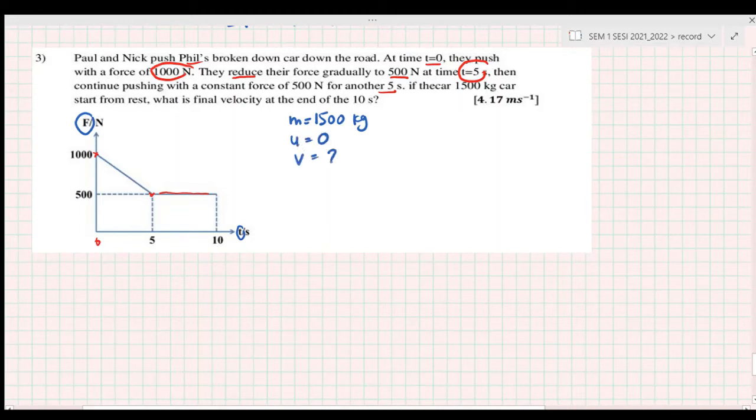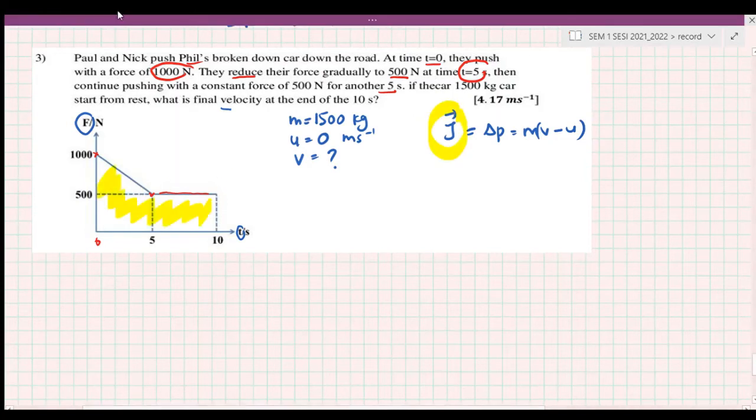What is the final velocity at the end of 10 seconds? Okay, so to get the final velocity, we have to find the impulse first. To get the final velocity, we will use the equation J equals delta P, which is MV minus U. But here, we don't have the impulse yet. So, how to find impulse? Impulse is obtained from the shaded area, the area under the graph.